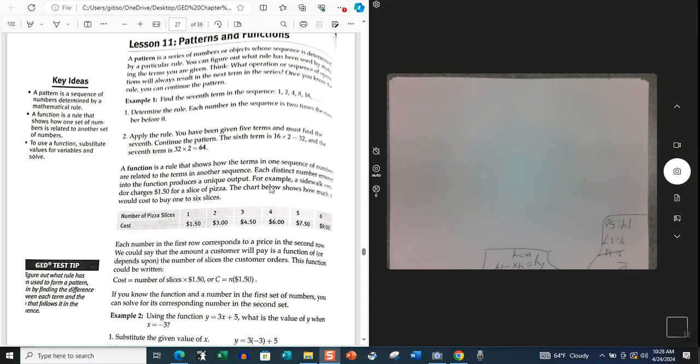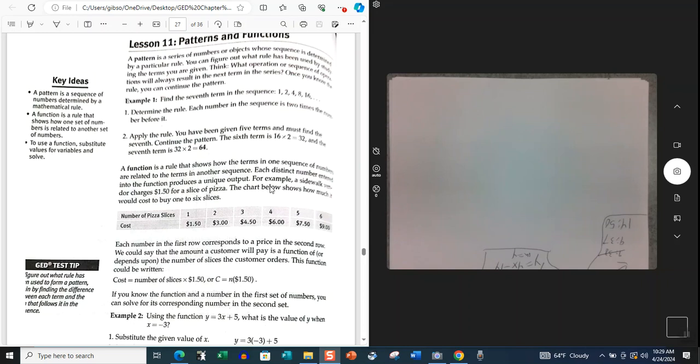Now, a function is a rule that shows how the terms in one sequence of numbers are related to the terms in another sequence. Each distinct number entered into the function produces a unique output. For example, a sidewalk vendor charges $1.50 for a slice of pizza. The chart below shows how much it would cost to buy 1 to 6 slices.